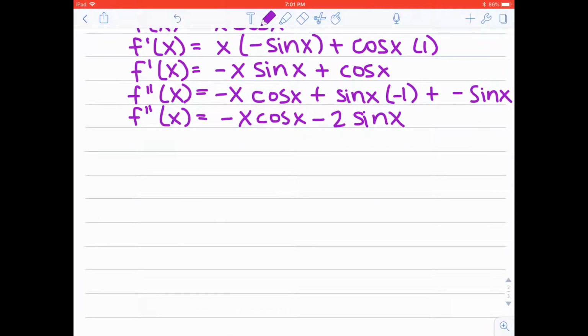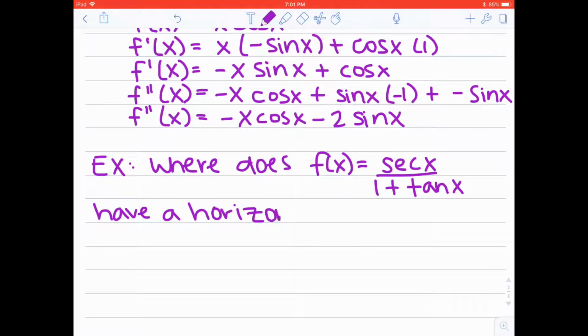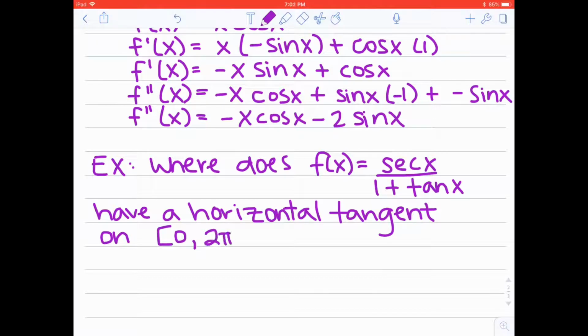All right, we're going to do another type of example here. The example says, where does the function secant x divided by 1 plus tan x have a horizontal tangent on the interval 0 to 2 pi?